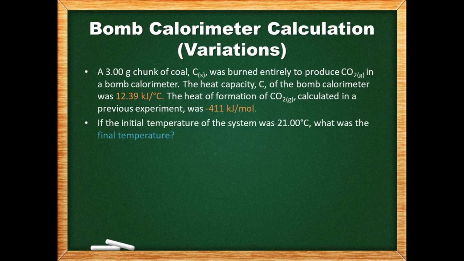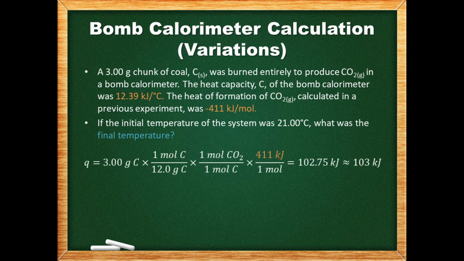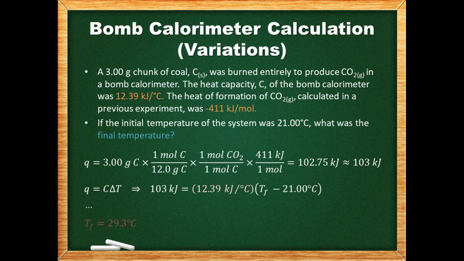After finding this value, we would then carry on and find the enthalpy change as we did before. Another kind of problem we could get is where we are given the enthalpy change for the reaction and need to find the final temperature of the bomb calorimeter. We would first calculate the heat absorbed by the calorimeter using the mass of carbon and the heat of formation of carbon dioxide. We then know that the heat absorbed by the calorimeter is equal to its heat capacity times the change in temperature. We then substitute in values and do some algebra to solve for the final temperature.